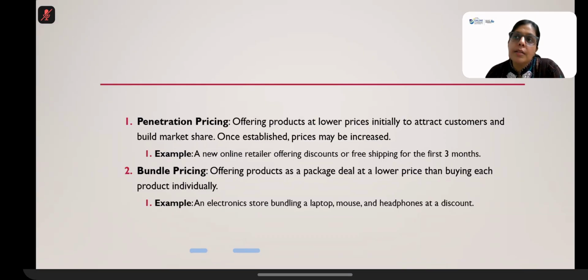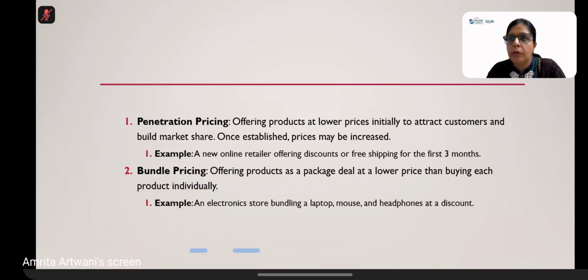The opposite of penetration is skimming the cream. Okay, so I have not mentioned this here. Now skimming the cream is just opposite to penetration. What are you doing in skimming? In skimming, when the product is newly launched, you charge a higher price. What happens in penetration? When the product is at the new launch stage, we sell it cheap, but in skimming we do the opposite. When a product is newly launched, we sell it at a higher price, then gradually we go on reducing the prices.